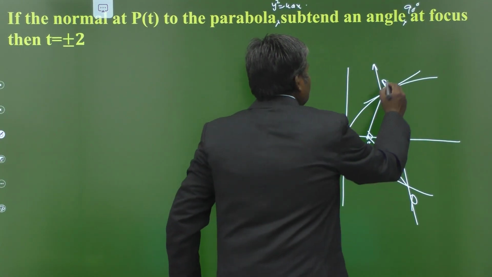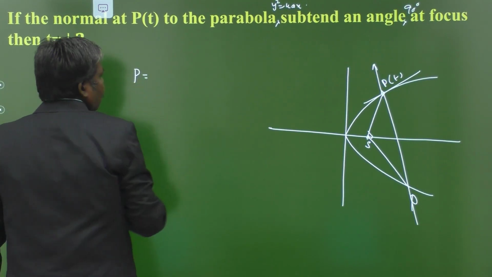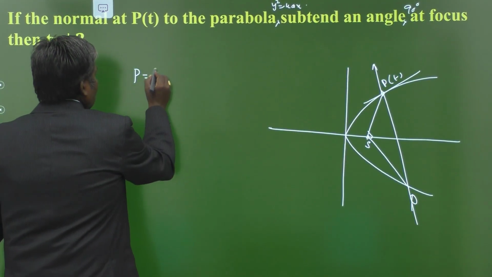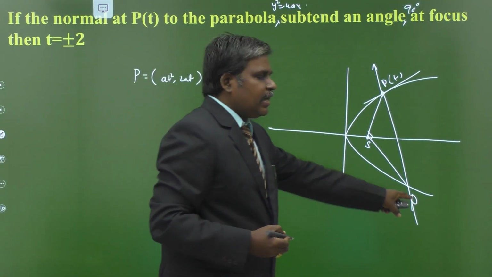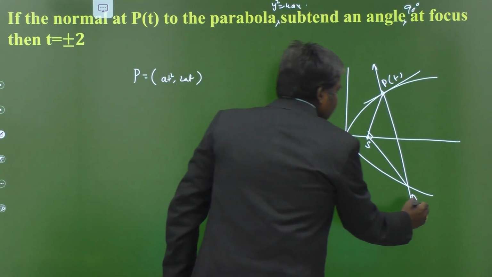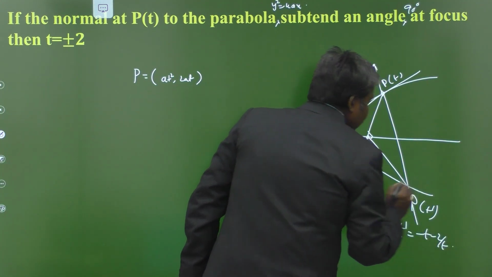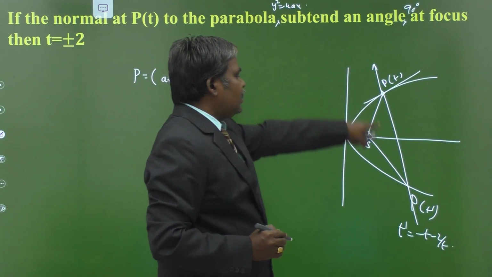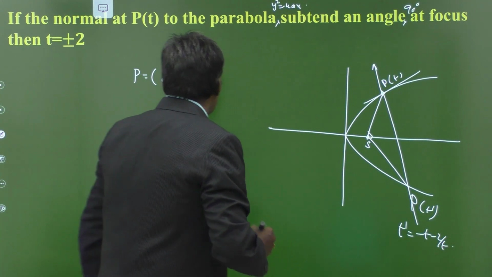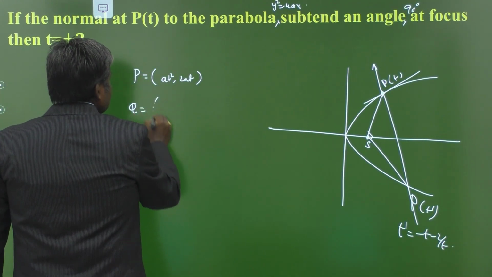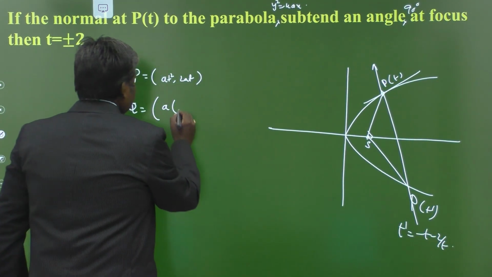Okay. Now what is P? Suppose the coordinates of P are A T square comma 2 A T. We are drawing the normal at P, A T square comma 2 A T. It intersects the curve again at Q. Then what is the relation between T and T dash? What is T dash? T dash equal to minus T minus 2 by T. Am I correct or no? Normal at P of T1 intersects again at Q of T2, then T2 equal to minus T1 minus 2 by T1. In the same sense, the coordinates of Q may be written as A into, instead of T you have to write minus T minus 2 by T.